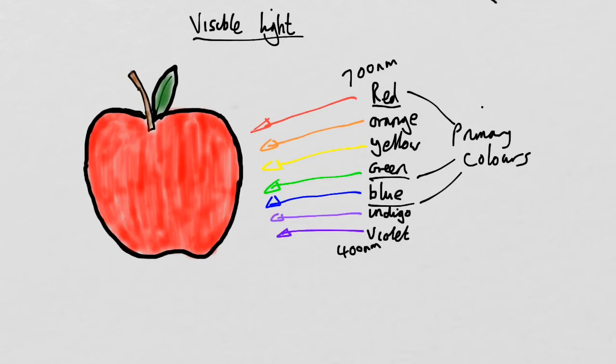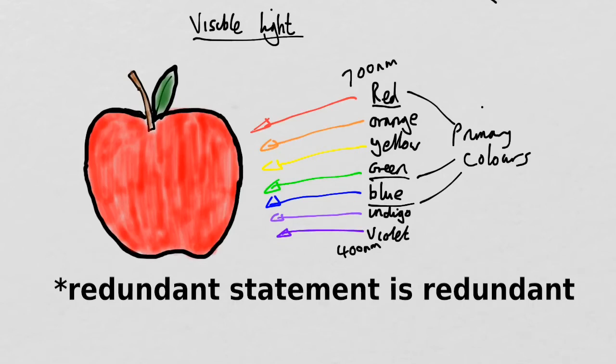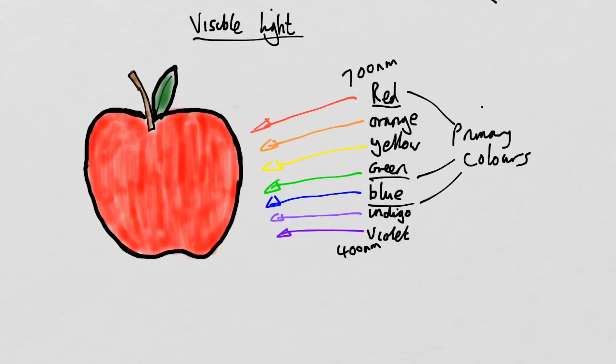Now the red apple is red, yeah, that's obvious, but the red apple is red because it only reflects the red part of the spectrum. Okay, so if I shine all of these colours at it, in other words I shine white light at it, then the red apple will only reflect the red light. And that's why it appears red.